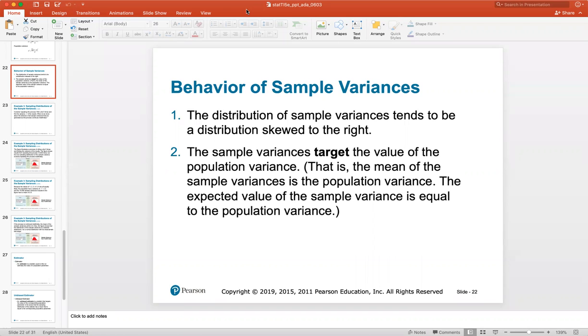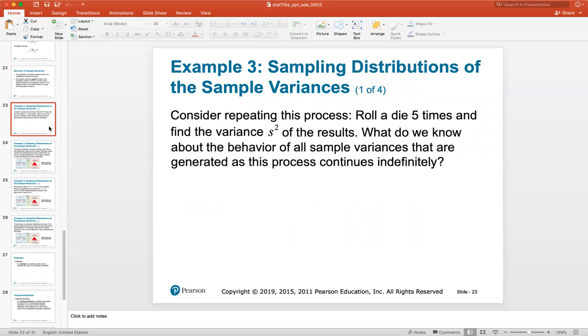Okay, so keep in mind this: the mean of sample variances approaches the population variance as the number of experiments increases. Okay, so we see example 3, sampling distribution of sample variances.